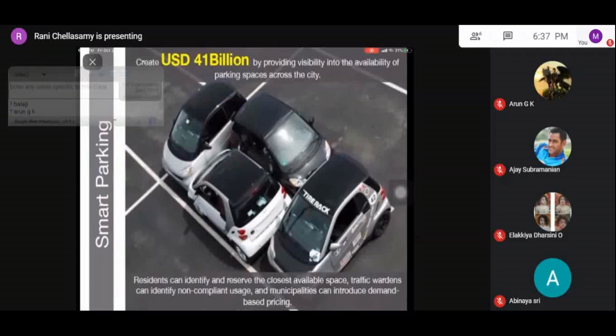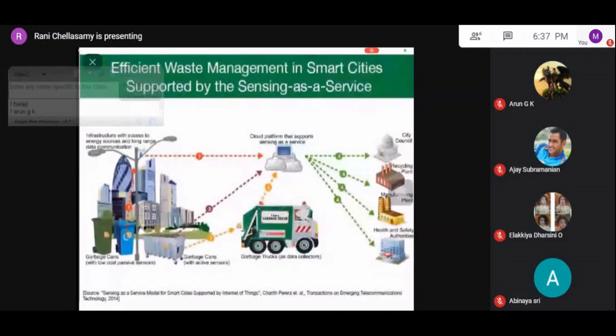Next, efficient waste management in smart cities. Consider the placement of garbage bins or cans. If the garbage is filled up, it will give an alert or a voice message. Some sensors will be fixed on it to give the alert message to the persons who are coming to dispose of their waste in the bins. Okay.